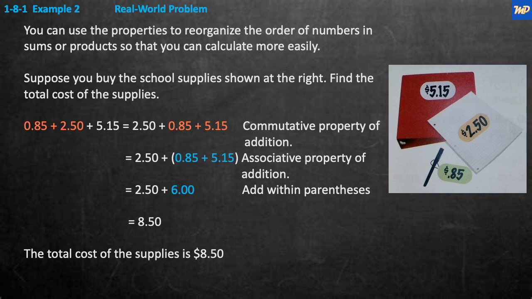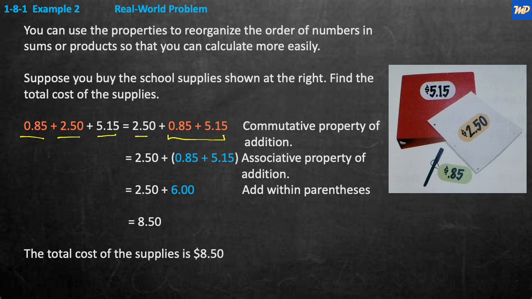So what am I going to do? Just looking at these, I have 85 cents, and I have $2.50, and I have $5.15. Well, if I go 85 plus 250, that's 335, and then 515, it's maybe tough to add. But if we organize them differently, we can move the 85 and the 515 around a little bit and group them differently. So we could say 250 plus 85 plus 515. Okay, so that's the commutative property of addition, right? We're moving them around.